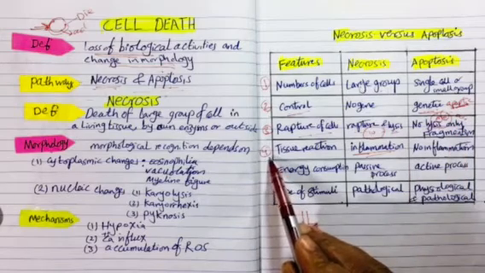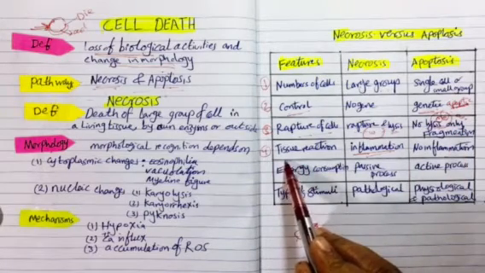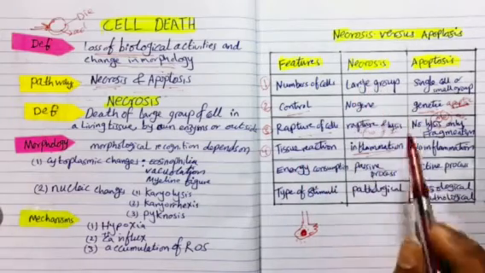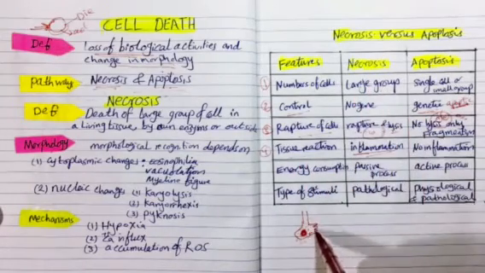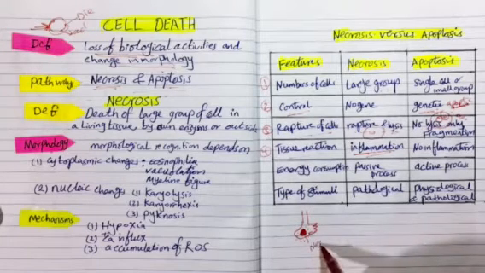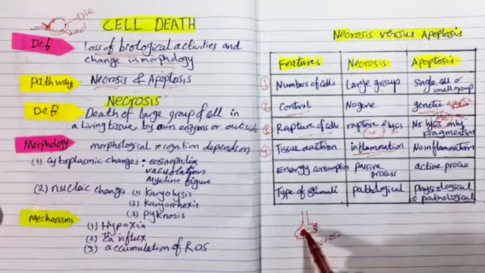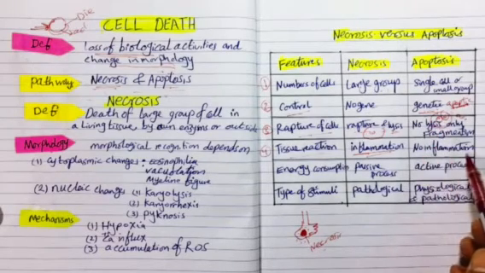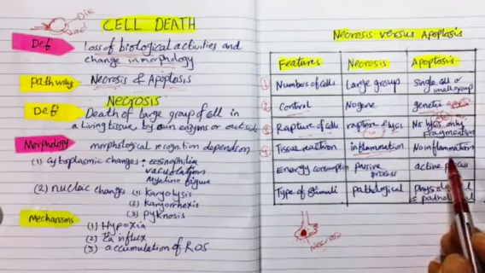The fourth feature is tissue reaction. In necrosis, if this is for example a leg or any organ, and there is necrosis here, you will find an inflammatory reaction, or inflammatory cells, around the necrotic area, while in apoptosis there is no inflammation or tissue reaction around it.